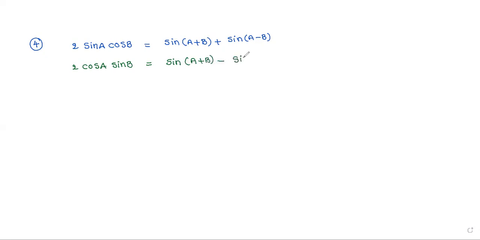2 sin a cos b is equal to sin of a plus b plus sin of a minus b. 2 cos a sin b is equal to sin of a plus b minus sin of a minus b. Next.